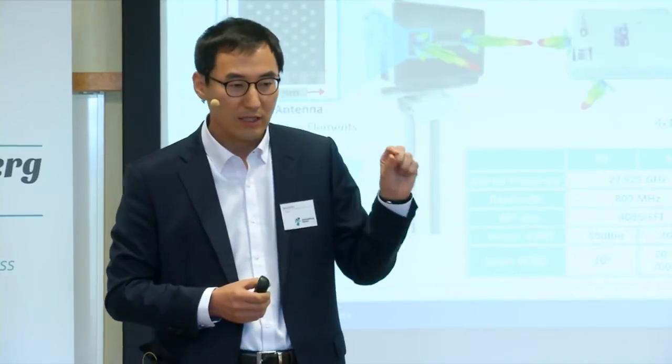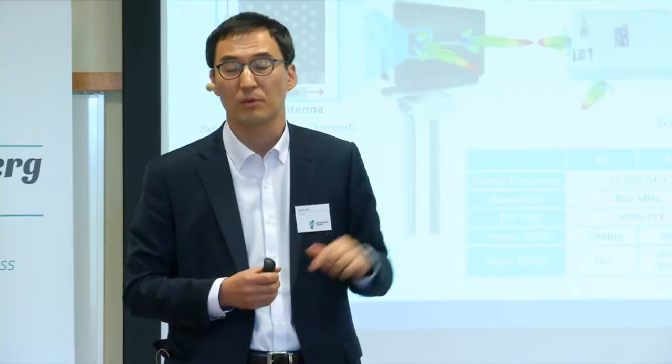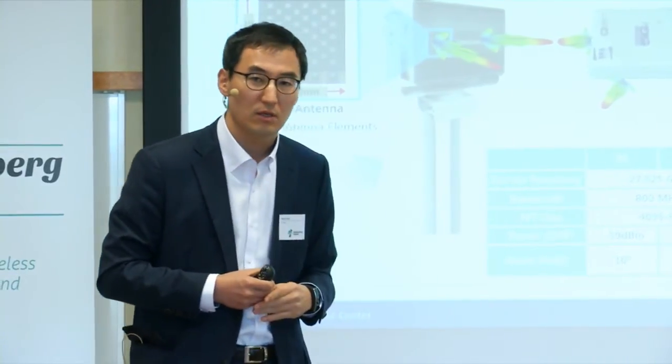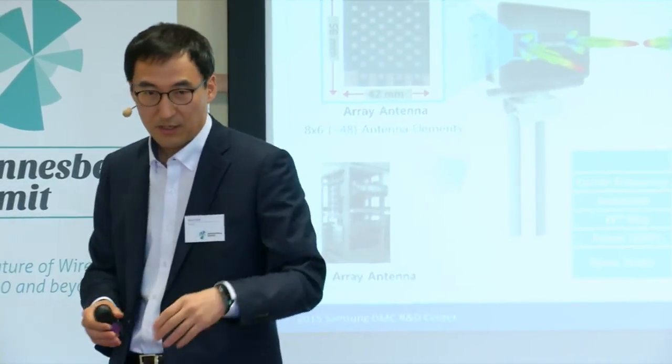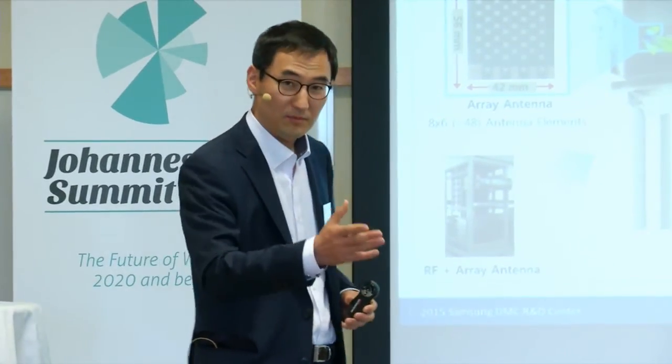Because we like to select a frequency that has the highest chance of global spectrum, okay? And 28 seems to be one of the leading candidates, followed by 39. So 28 and 39 seem to be good candidates. Of course, the lower the better. If the mobile industry can have more than 500 megahertz in sub-6 gigahertz, hallelujah, that's the best. But I don't think anybody can claim that we can have a few hundred megahertz of contiguous bands in sub-6 gigahertz. So that's why we are going up.